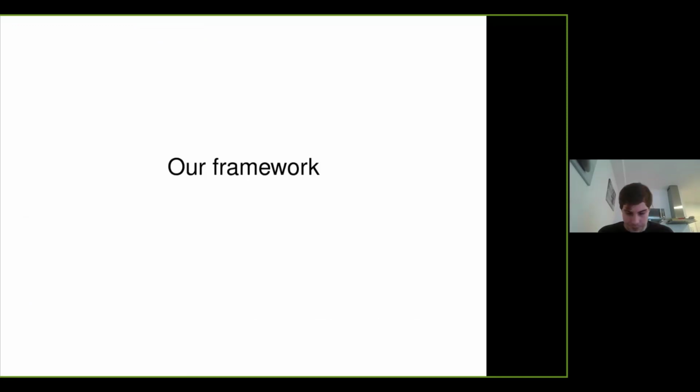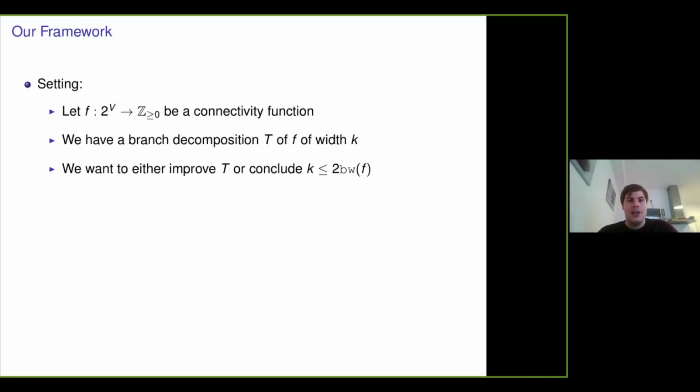Okay, so now I will try to explain something about our framework and these refinement operations, what they look like. The setting here is we have some connected function f and some branch decomposition T of this function of width, let's say, k. And we want to either improve this branch decomposition T or conclude that it is already a 2-approximation, so k is at most 2 times the branch width of f.